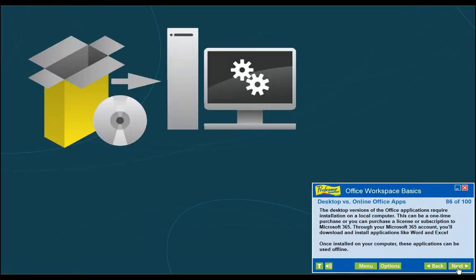The desktop versions of the Office applications require installation on a local computer. This can be a one-time purchase, or you can purchase a license or subscription to Microsoft 365. Through your Microsoft 365 account, you'll download and install applications like Word and Excel. Once installed on your computer, these applications can be used offline.